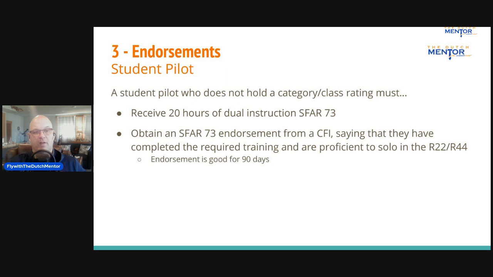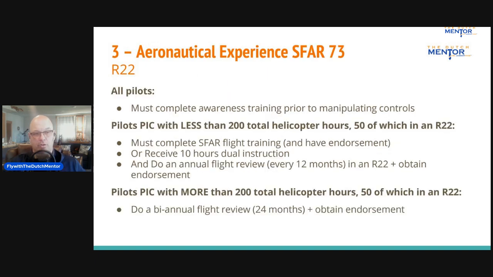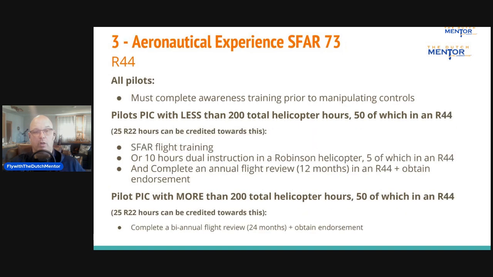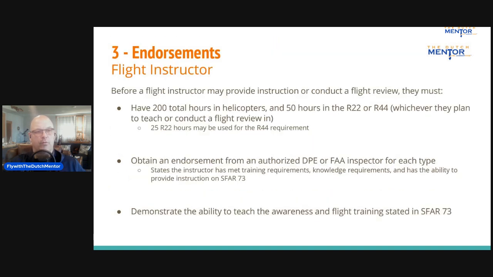In order to be able to fly solo, there's a minimum requirement of 20 hours of dual instruction. That's a requirement. So that's not an option, that's a requirement, including the endorsement before the person is allowed to go solo. For both the R22 and R44, if you're less than 200 hours, this has to be an annual requirement. If you're over 200 hours, then you can do it on a biannual basis, as part of your biannual flight review. And there's no difference here between the 22 and 44.